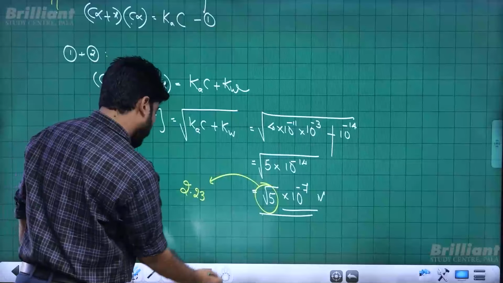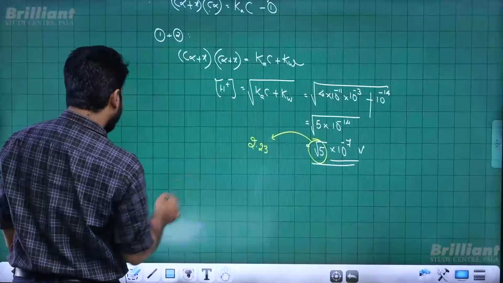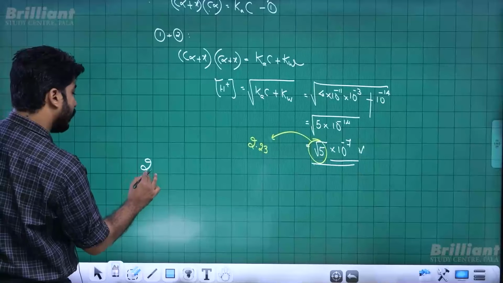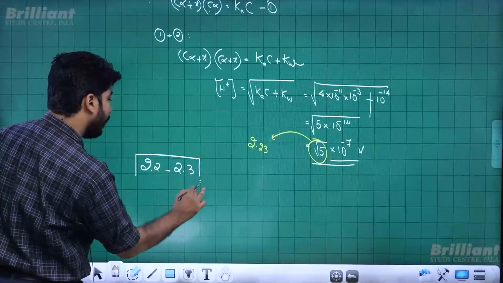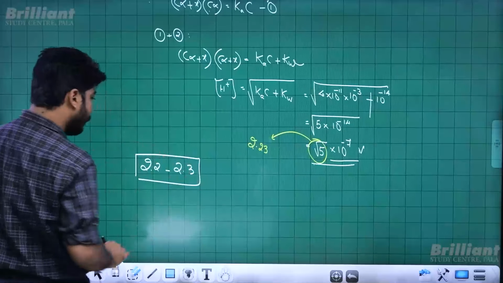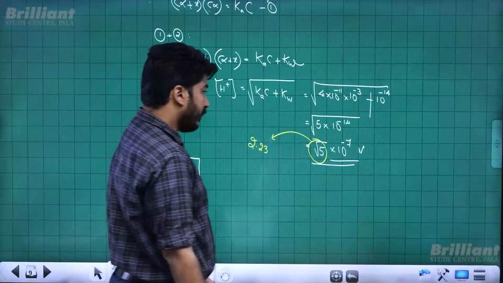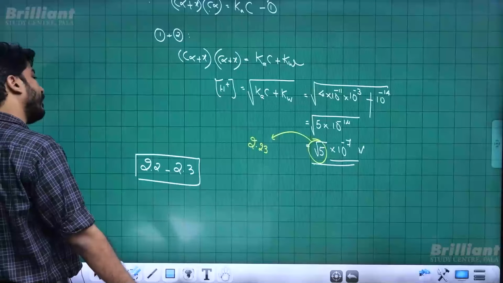The final answer key, the range that IIT Kanpur has given for this question, is 2.2 to 2.3. So if you have entered any value ranging from 2.2 to 2.3, you will get full marks for this question. So our answer is actually root of 5, square root of 5.